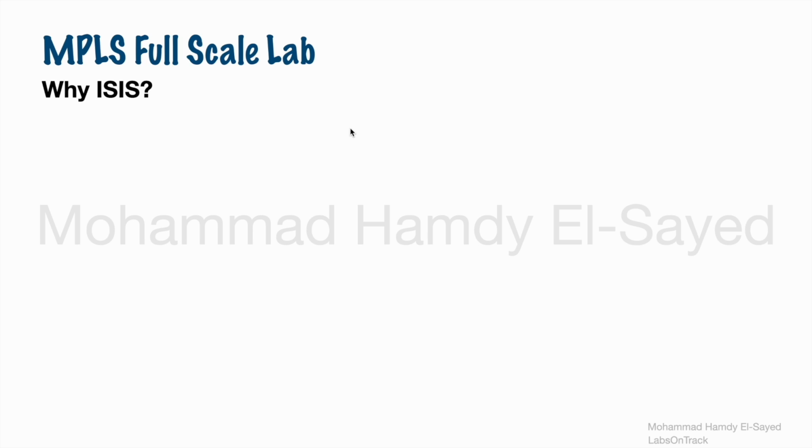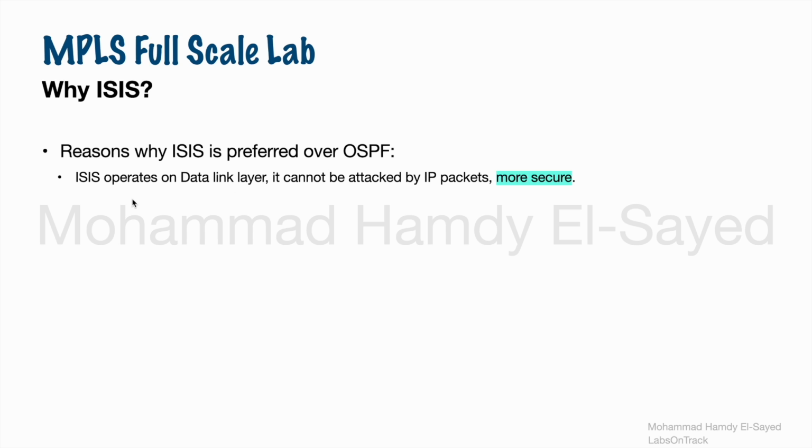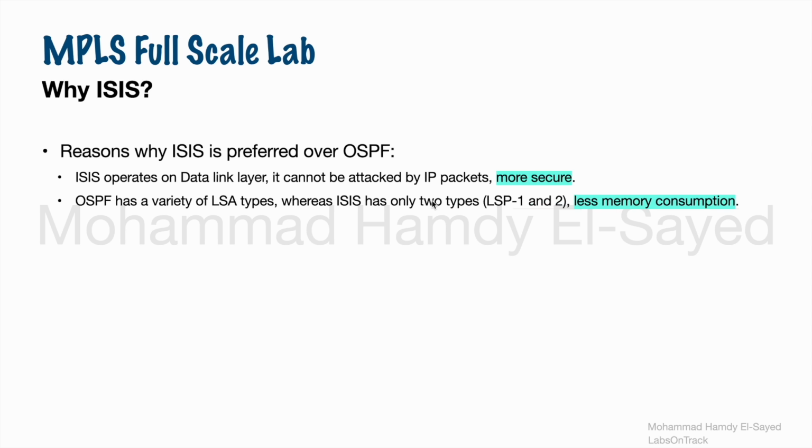Why ISIS? There are different reasons why ISIS is preferred over OSPF. The first reason is that ISIS operates on the data link layer, layer 2. It cannot be attacked by IP packets. It cannot be exposed to layer 3 attacks. So ISIS is more secure than OSPF.